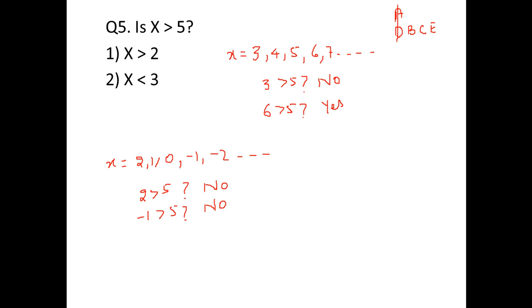So in this case statement 2 is sufficient because we are getting a consistent answer. Here we do not look at how many values we are getting. Here we look whether we are getting consistent yes or consistent no. So from second statement I'm getting consistent no for all the values. So second statement is sufficient. So in this case our answer is B.